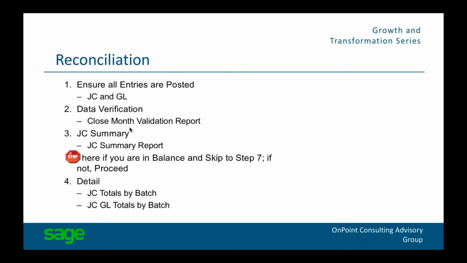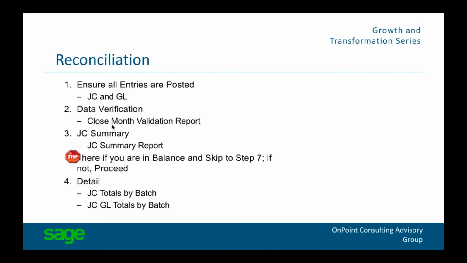And whenever you close the month, there is a validation report that comes out that lists every single job. If it has a bunch of dots and then it says job in balance, then it's fine. That job is in balance. The transactions and the master file are in balance with each other.